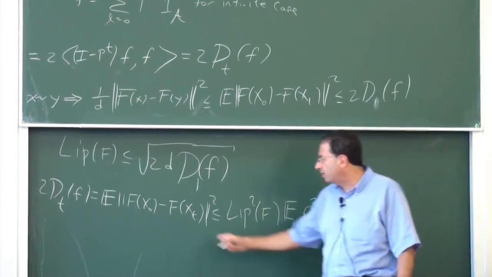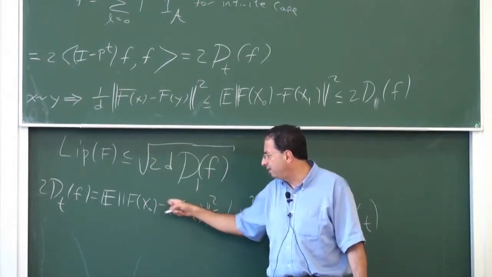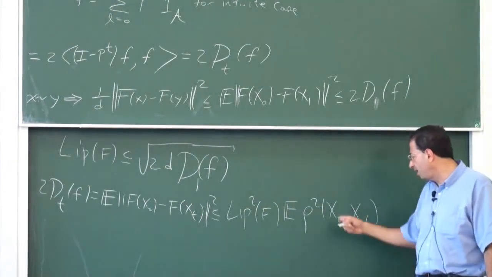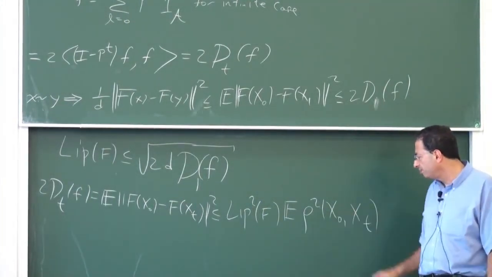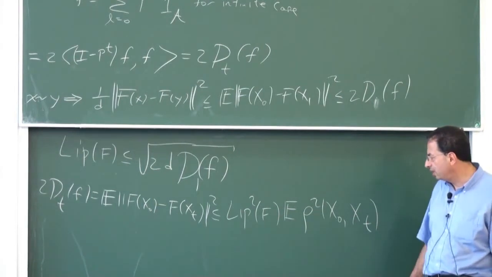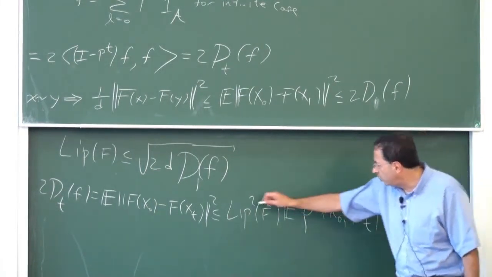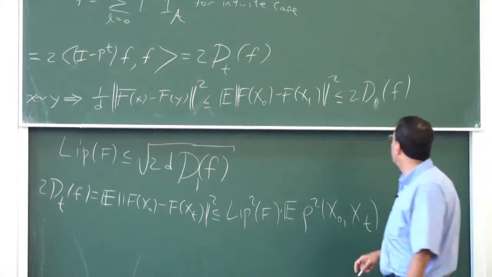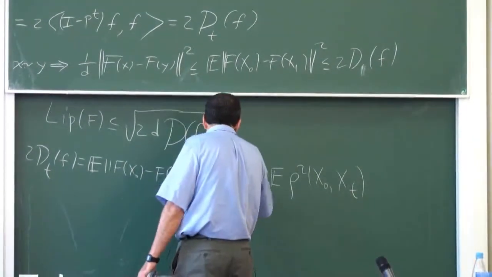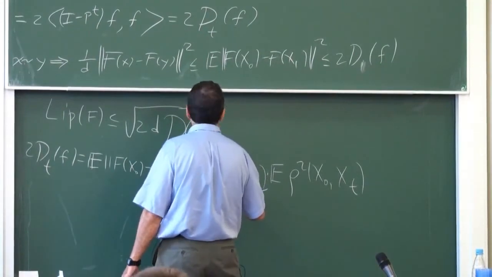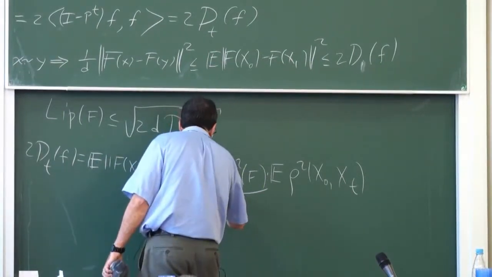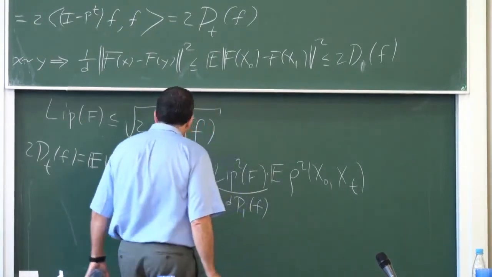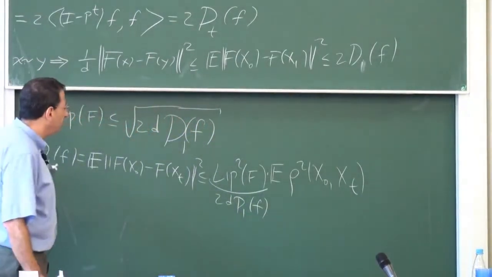Right? Because, of course, the distance difference between f at 2 points is bounded by the Lipschitz constant times the distance of those 2 points. So we just wrote down that inequality, squared it, and took the constant outside the expectation. Okay, but the Lipschitz constant we know, so we get the Lipschitz constant squared, which here is 2d times d1 of f. And now just comparing the two sides, we have the inequality we want.